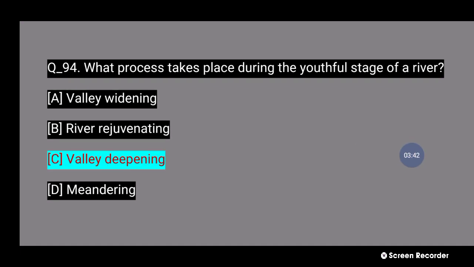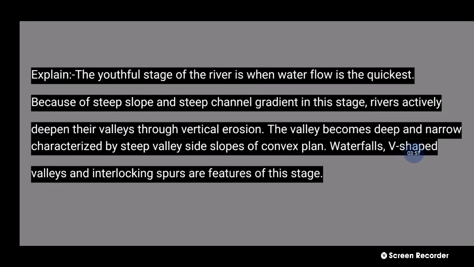Number C, valley deepening, just the process that takes place during the youthful stage of a river. Question 94 explanation: the youthful stage of the river is when the water flow is the quickest, because of the steep slope and the steep channel gradient.